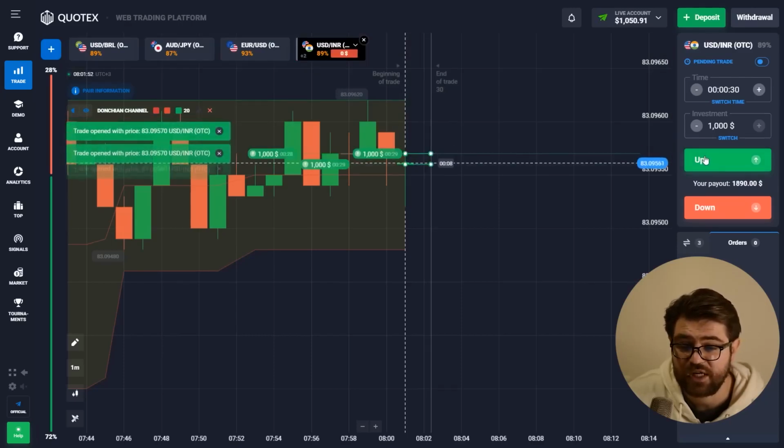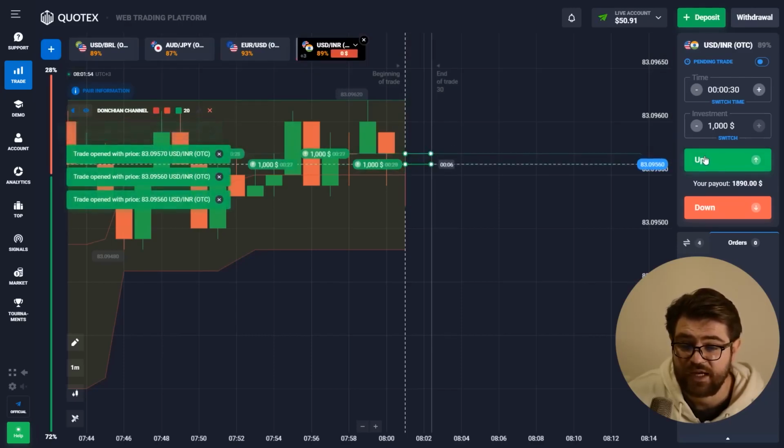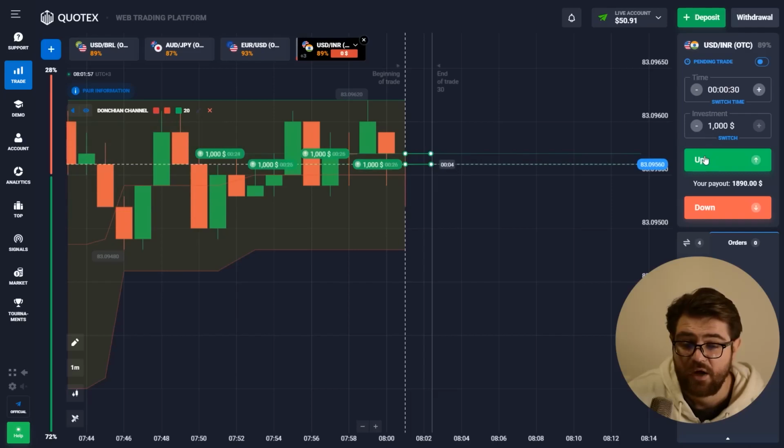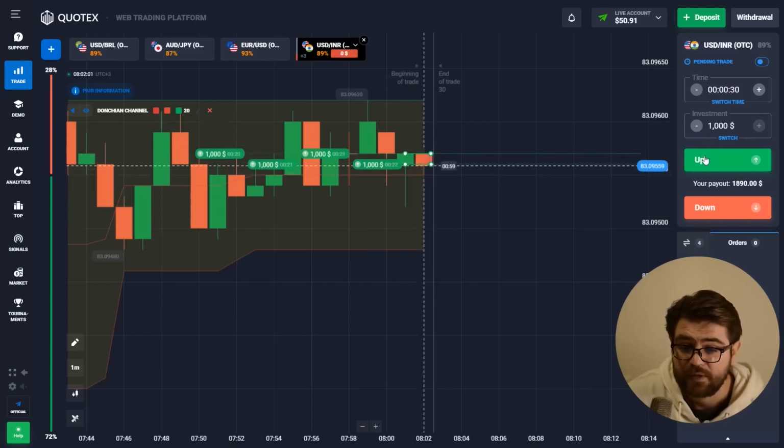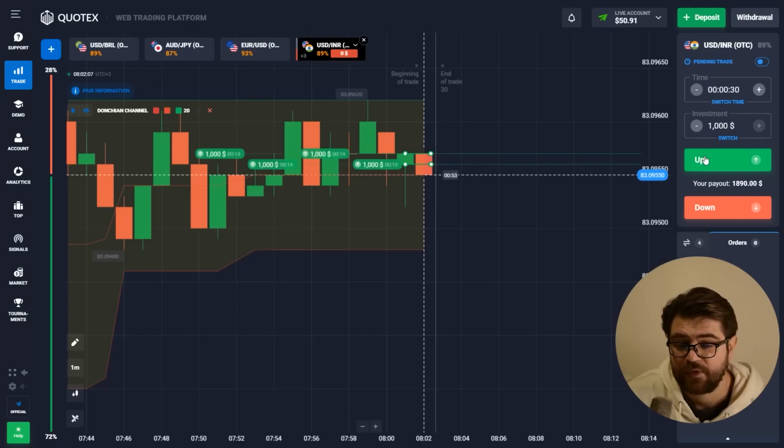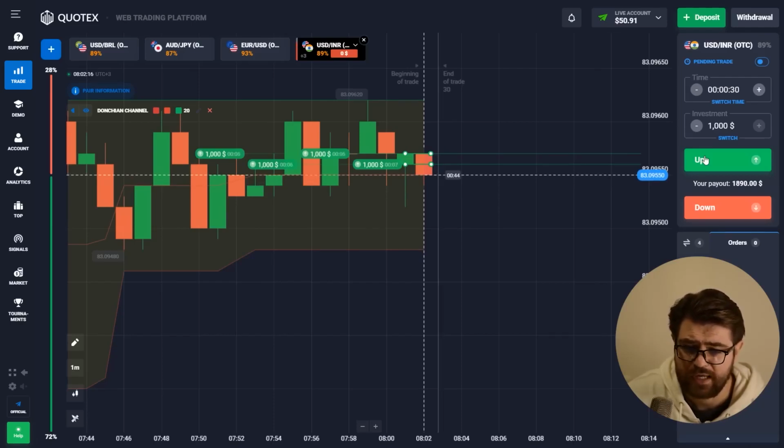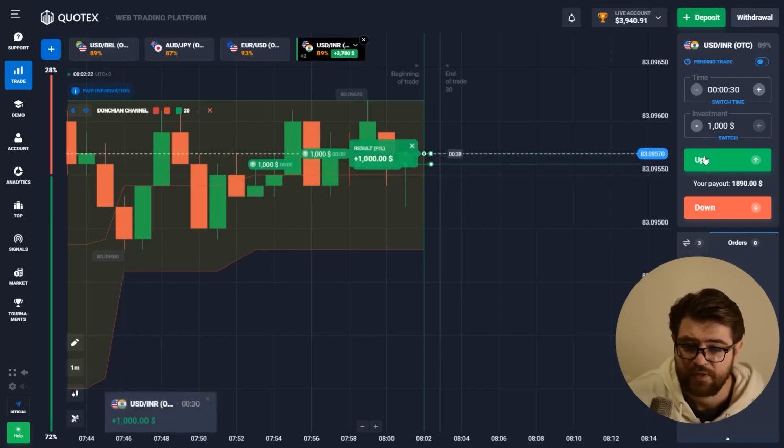This is pretty volatile, but I'm just going with a quick call option here. You see that again, if we look at the previous candles, we can find a pattern here. If you look at the top ones, they're near the level. All three peaks are near the level.